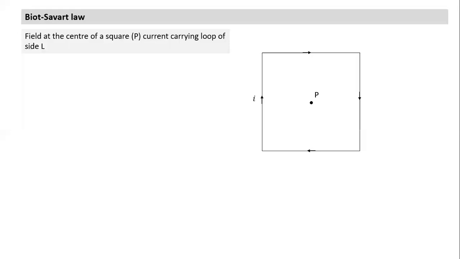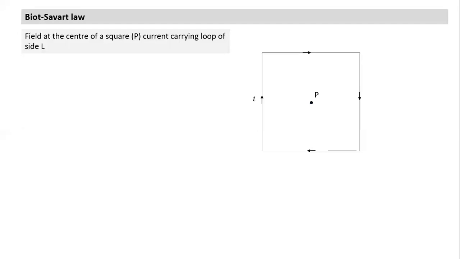Okay, let's try this one. Find the field at the center of a square. We have a current carrying loop of side L. So this is a square of side L, and we have to find the field at the center. Can we all think and find how do you find the field at this point P?